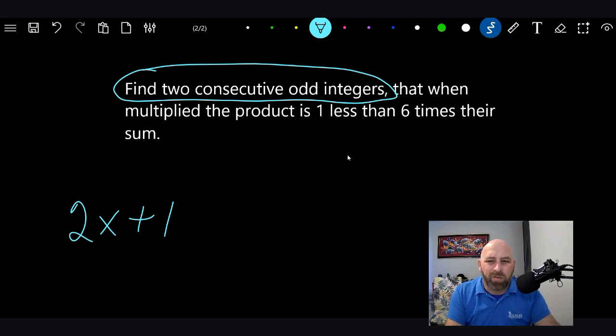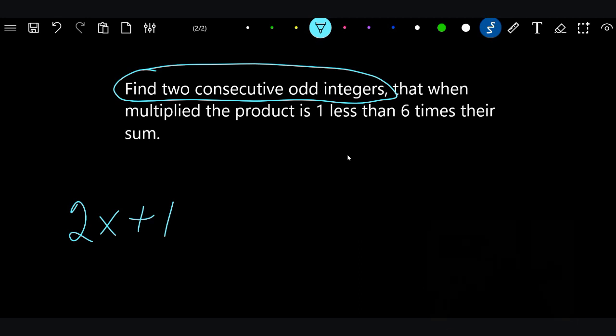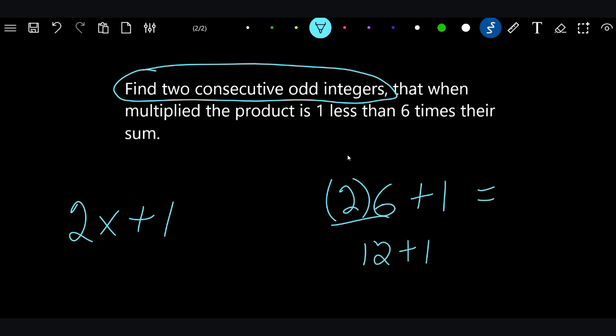Okay? What do I mean by that? Well, here's what I mean by that. Take any number, even an even number. So let's take the number 6. If we multiply the number 6 by 2 and add 1, it will always come out to an odd number. What do I mean? Well, let's try it. 2 times 6 is 12. 12 plus 1 is 13. That's an odd number.